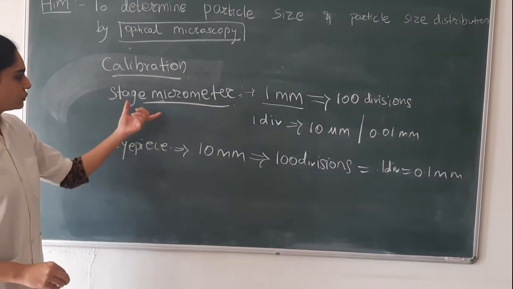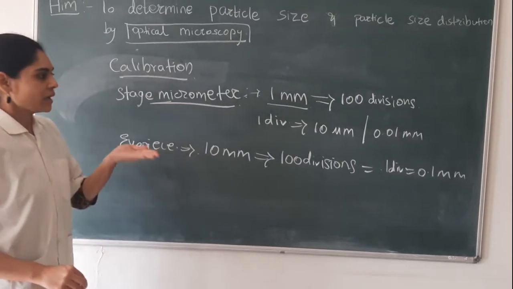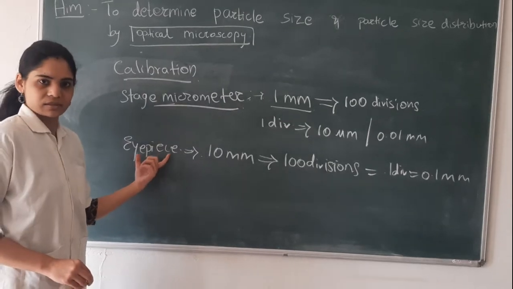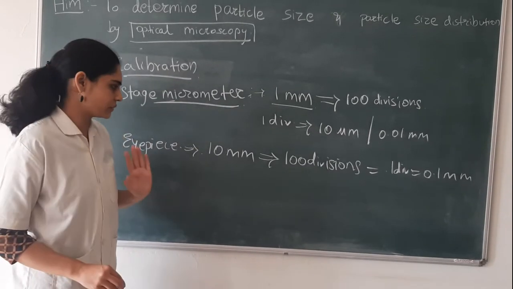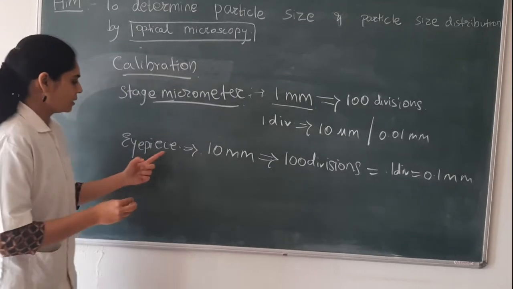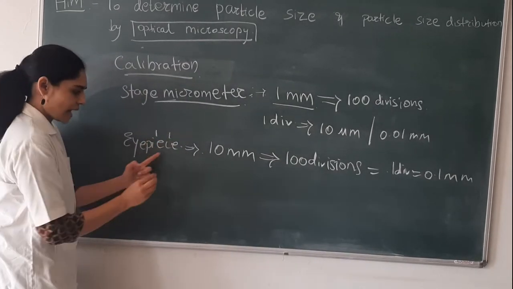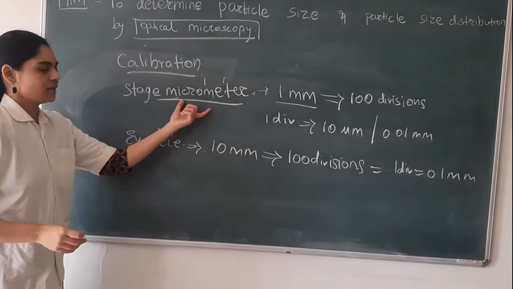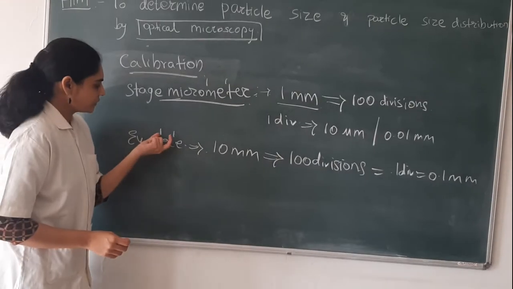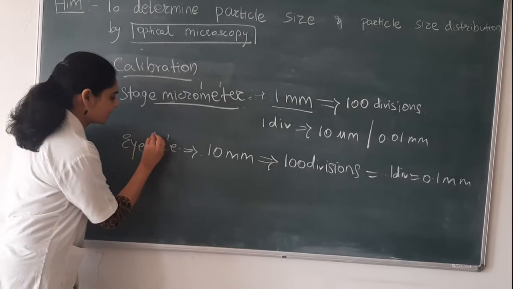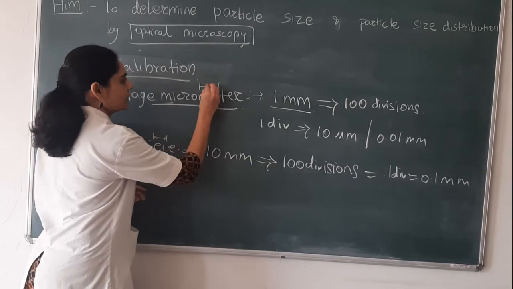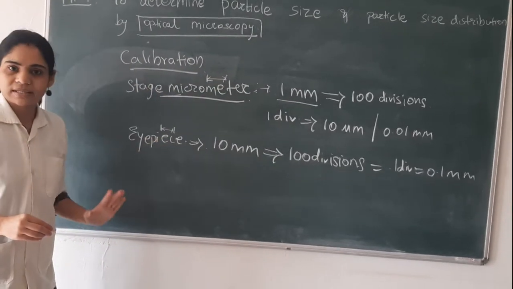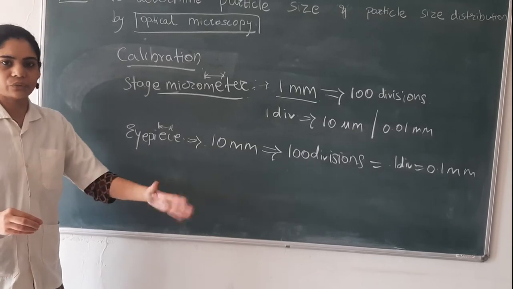Now what we do: first we take the stage micrometer and place it on the stage of the microscope, and then we place the eyepiece in the eyepiece cavity of the microscope. We make two lines of the eyepiece coincide with two lines of the stage micrometer. Then we measure how many divisions fall between these two particular coinciding lines. That value we are going to use.